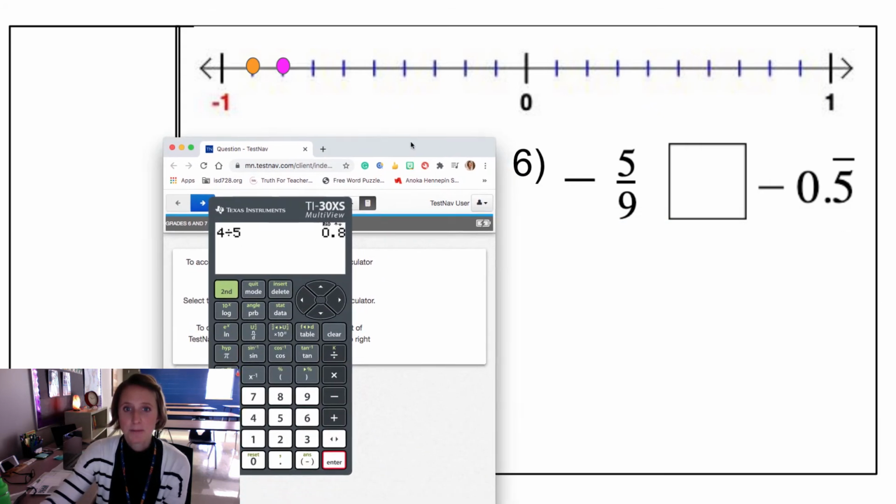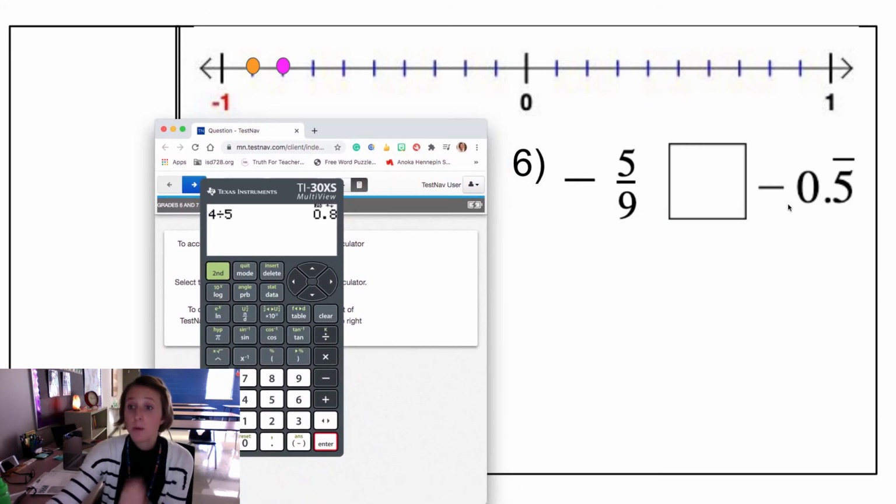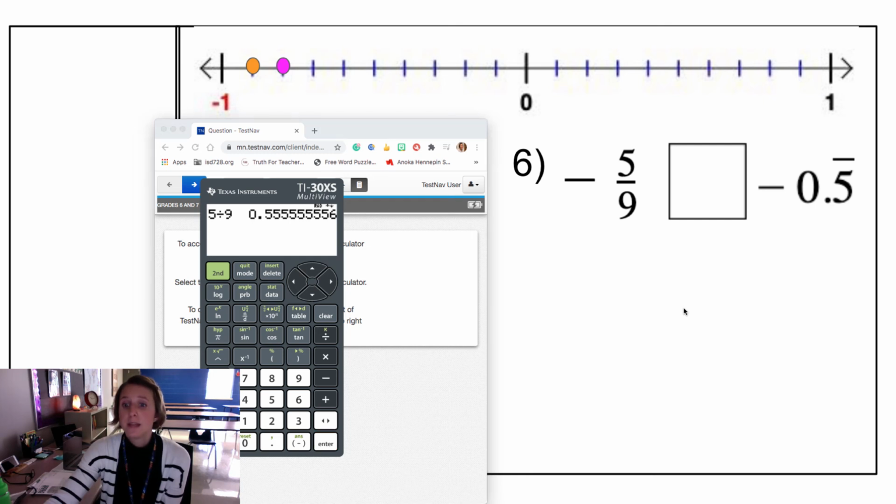Our last one here, negative 5/9, and we need to compare that to negative 0.5 repeating. Let's start by changing negative 5/9 to a decimal. I'm going to go 5 divided by 9, 0.5555555, and my calculator screen isn't that big, so it's rounding up this last digit, which would have been a 5, but it's rounding it up one more to a 6. So this 5 is going to repeat forever. So when I write that as my decimal, it's going to be negative 0.5 repeating.